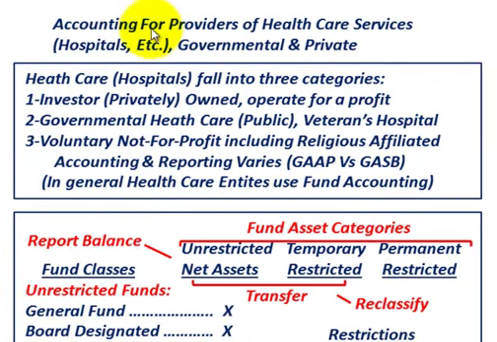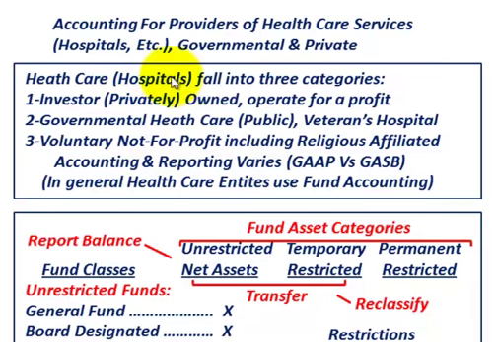What we're going to be going over here is accounting for providers of healthcare services, and for our discussion we'll do it in terms of hospitals here. But there are other healthcare providers here other than hospitals, but looking at it in terms of hospitals here. And we can either have governmental or privately owned hospitals or healthcare facilities here.